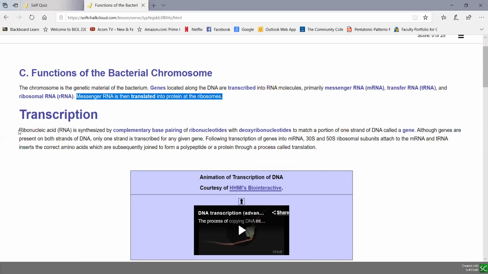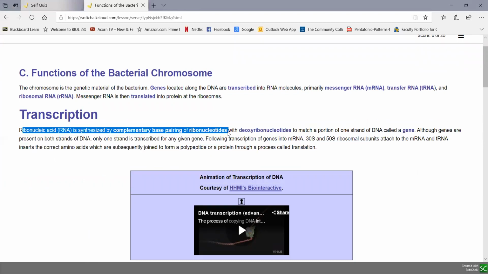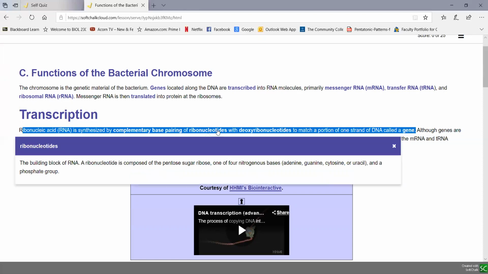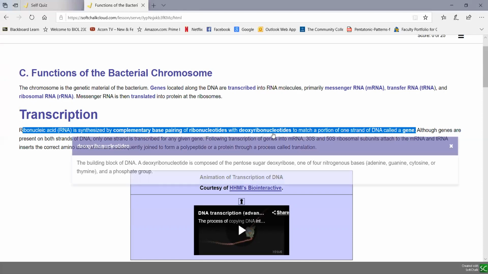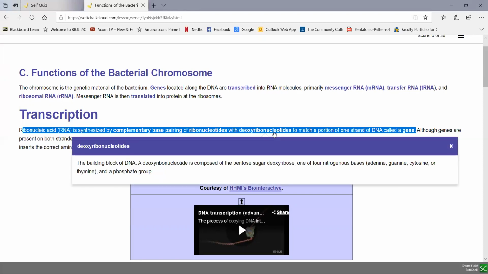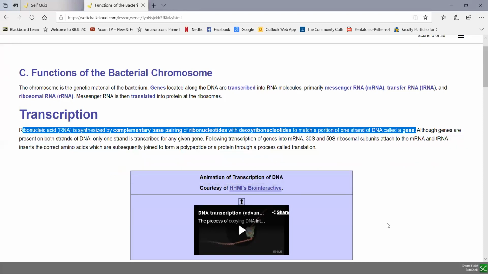So during transcription, ribonucleic acid, RNA, is synthesized by complementary base pairing of ribonucleotides with deoxyribonucleotides to match a portion of one strand of DNA called a gene. So remember, RNA is composed of the sugar ribose, one of 4 nitrogenous bases, adenine, guanine, cytosine, or uracil. Remember, uracil replaces thymine in RNA, and then, of course, a phosphate group. And deoxyribonucleotides are composed of deoxyribose as a sugar rather than ribose, and the 4 nitrogenous bases are adenine, guanine, cytosine, thymine, and then a phosphate group.